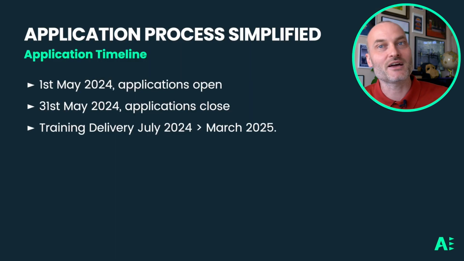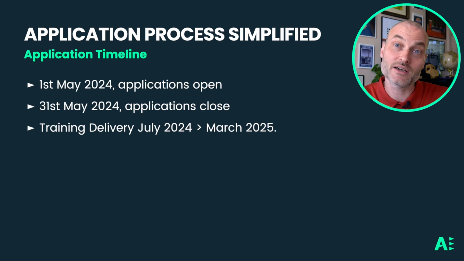So let's talk about the application process, a really simplified timeline. So the applications are open now. They opened on the 1st of May and they shut on the 31st of May. So they shut at the end of the month. It's anticipated that all of that funding is going to go, and that there's going to be enough applications in the first month to use all of that funding.